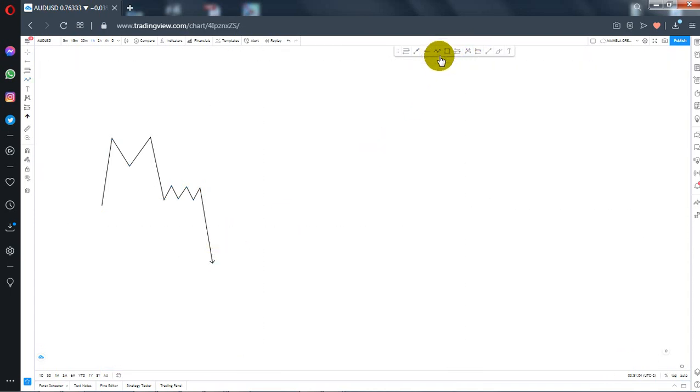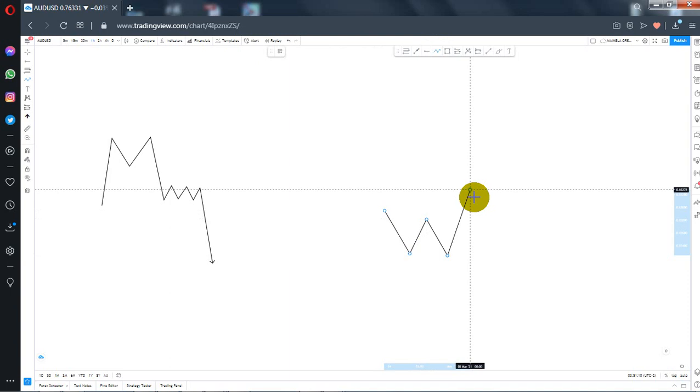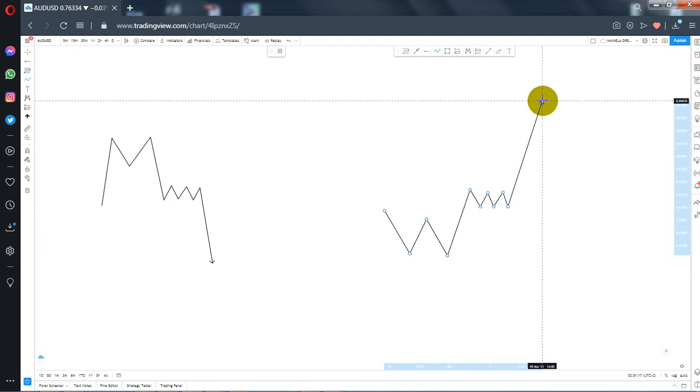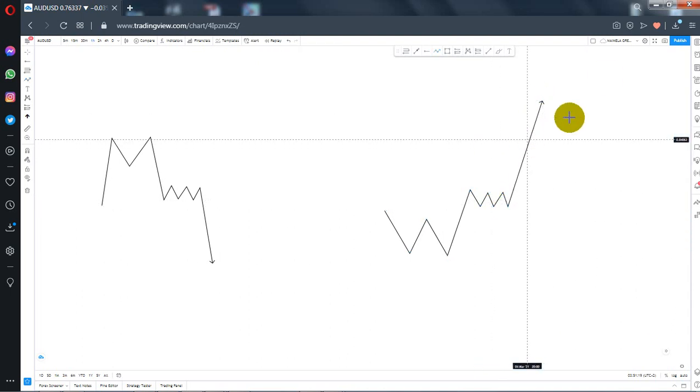Then the next one that we have is the one which is called the rally, then base, then rally. So these are the two patterns that I'm going to be talking about in this video.